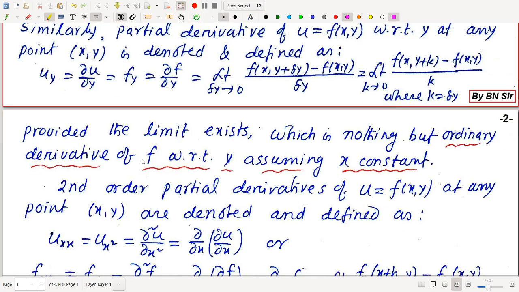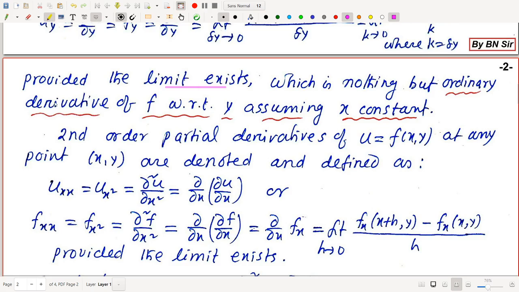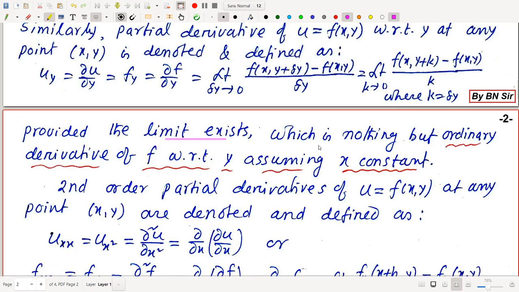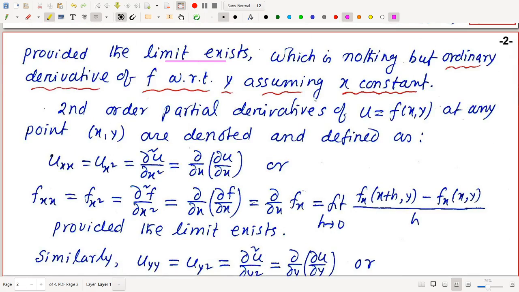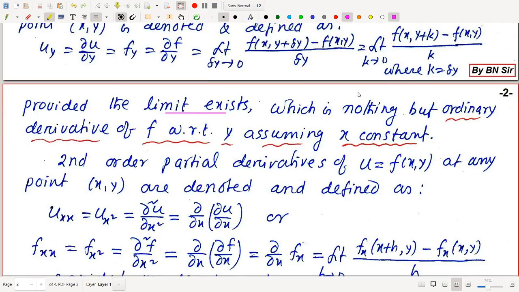And of course this will be the partial derivative provided the limit exists. The limit should exist, since a derivative is a limit, and this is nothing but the ordinary derivative of f with respect to y, assuming x constant, as if the derivative of volume with respect to pressure, keeping temperature constant, like that. So del f by del y is nothing but the ordinary derivative of f with respect to y, keeping x constant. So this is the concept for a function of two variables.